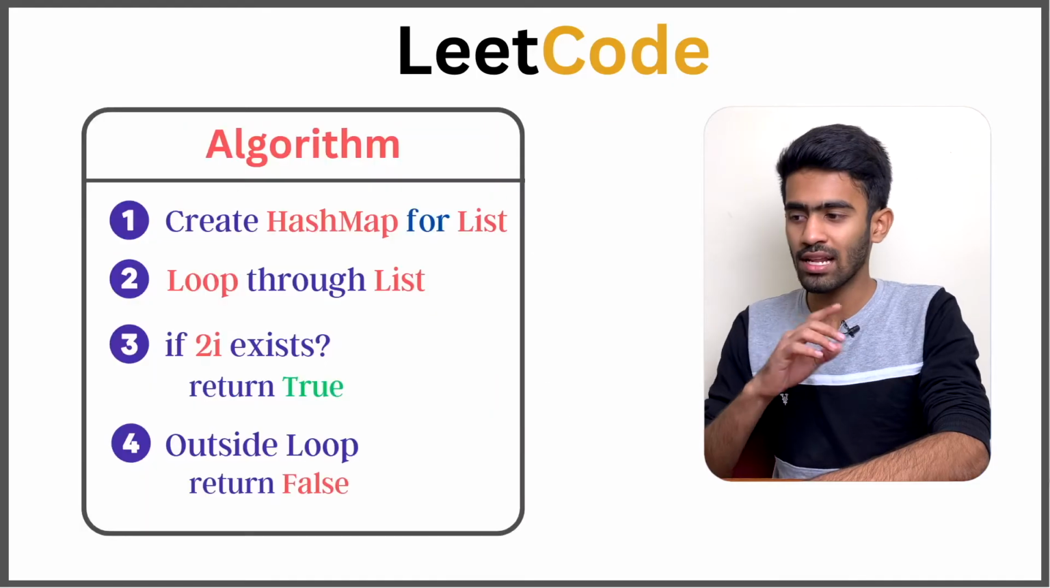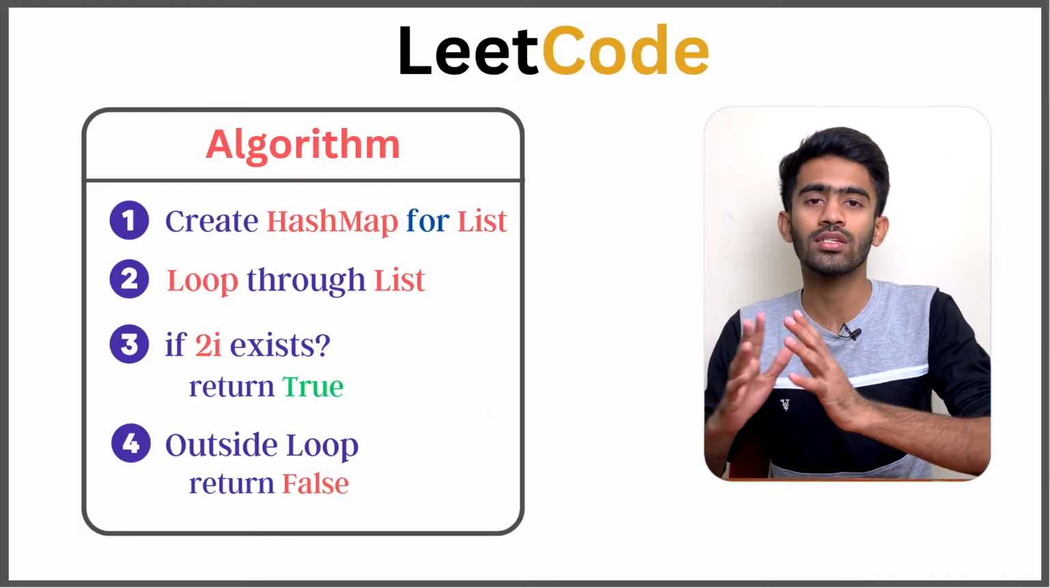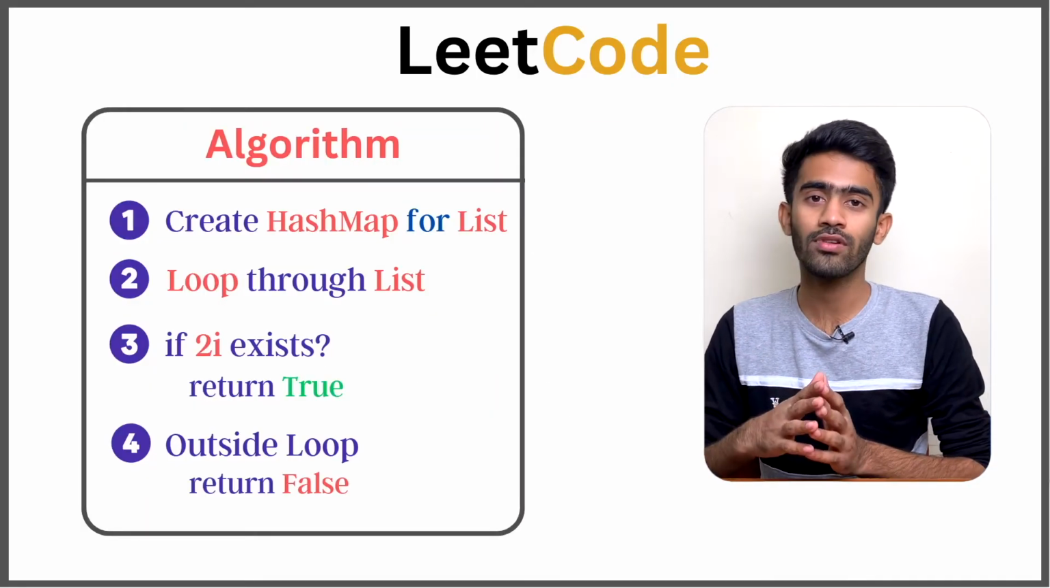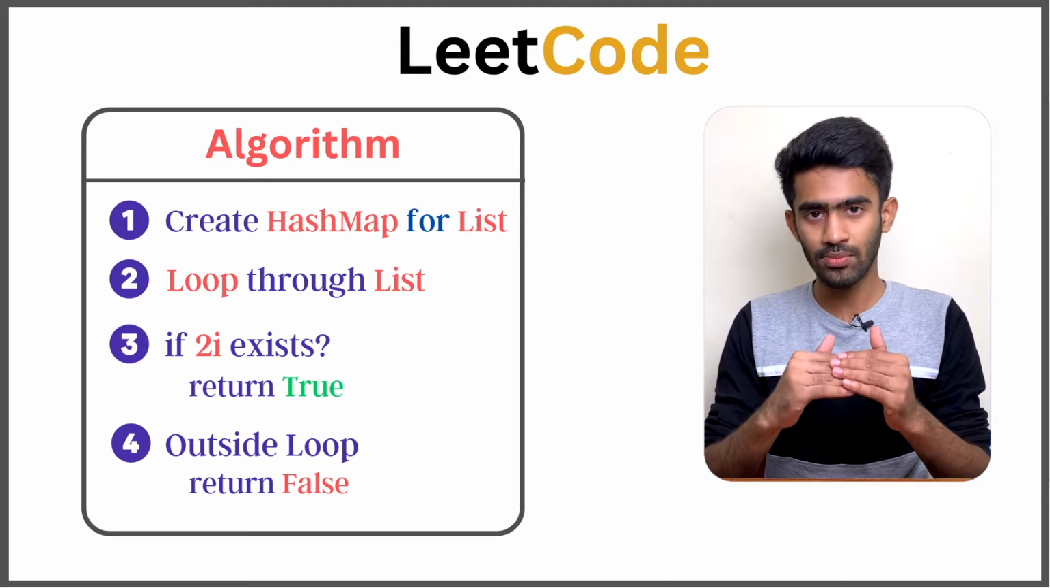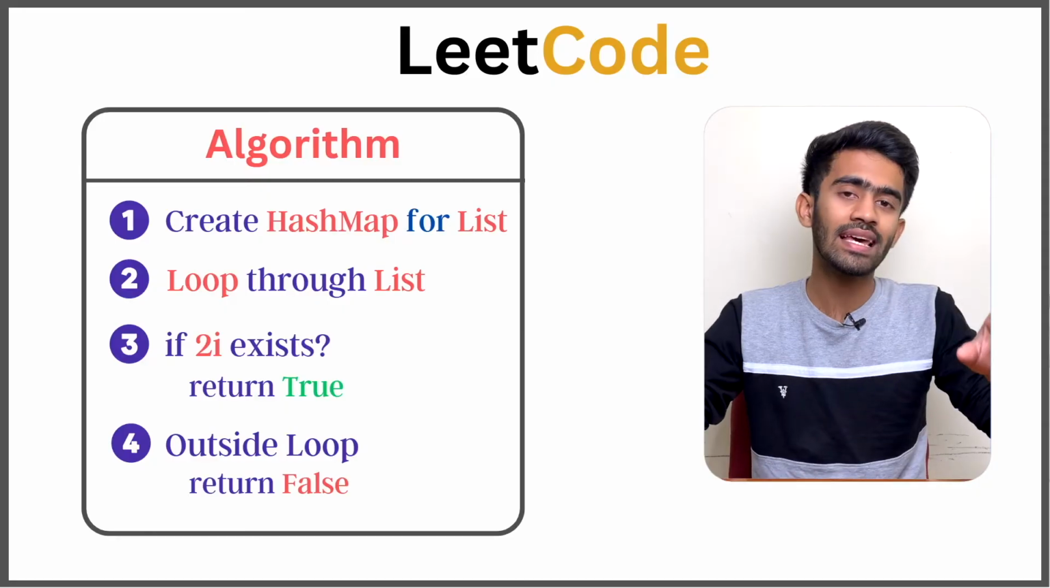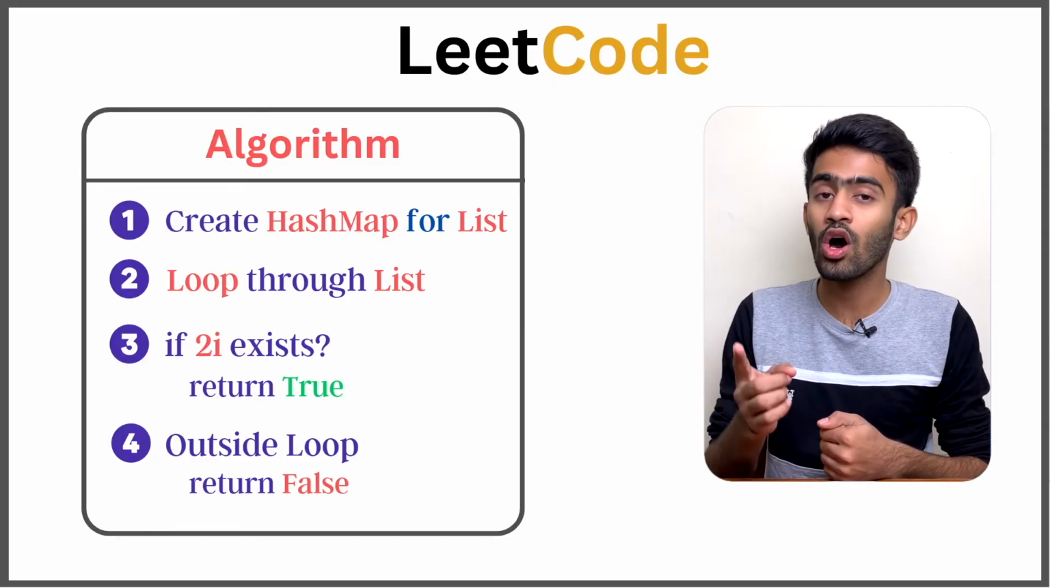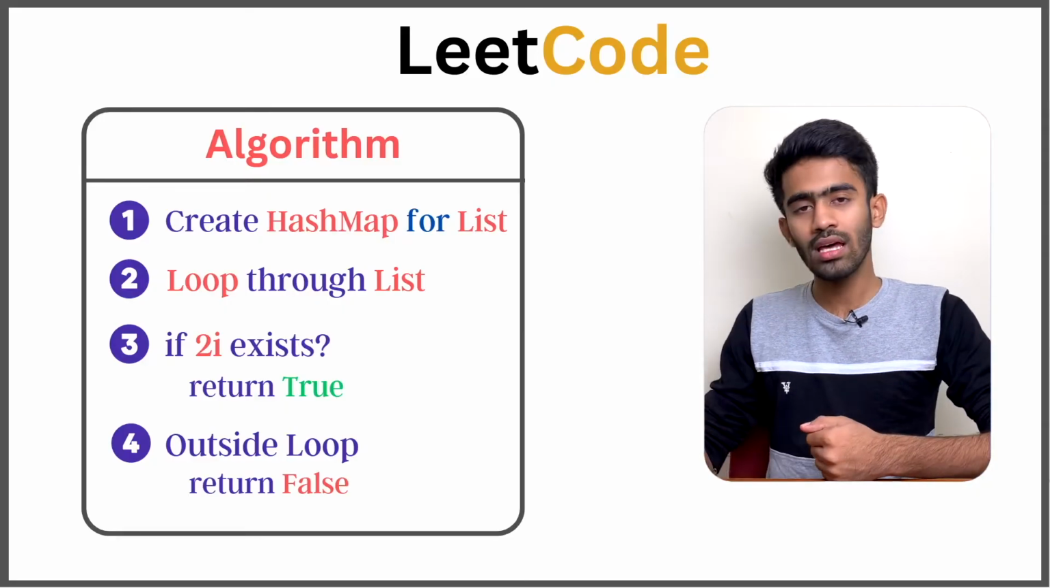Now let's move on to the algorithm. The procedure was to first create a hash map containing all the elements present in the array along with their indices. That was the first step.